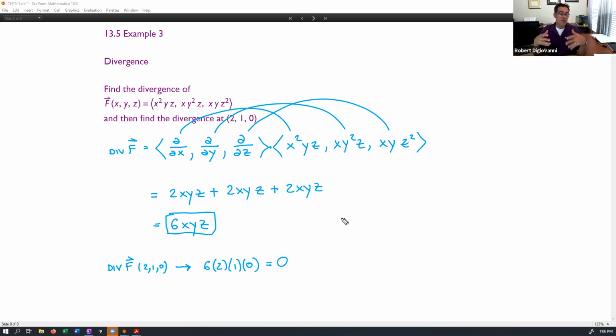So what do y'all think? Compared to curl, isn't div a lot easier to do? Like curl, you have to do a cross product, and it's a little more computational, but with the div, it's pretty straightforward.